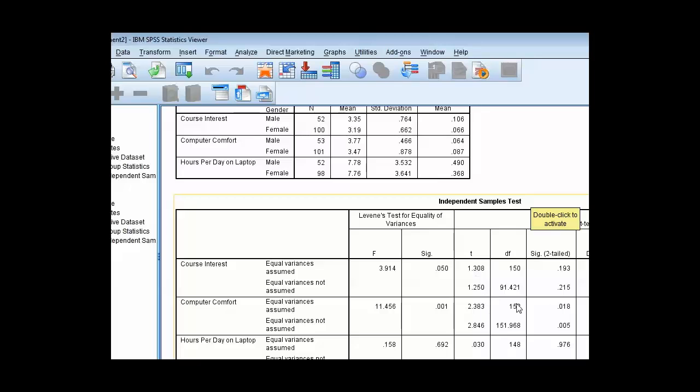And then we look at this p-value. I know it's labeled sig there, but that's the p-value. And that's the critical thing that we want to take a look at here. And when it's less than 0.05, we've got something going there. All right, so that is an independent t-test in SPSS.